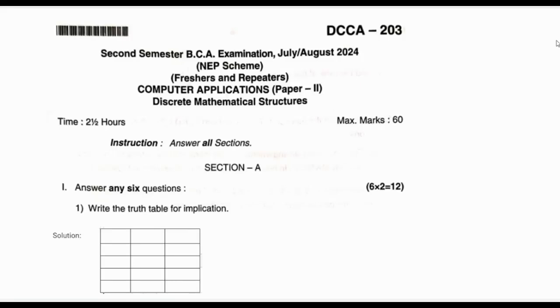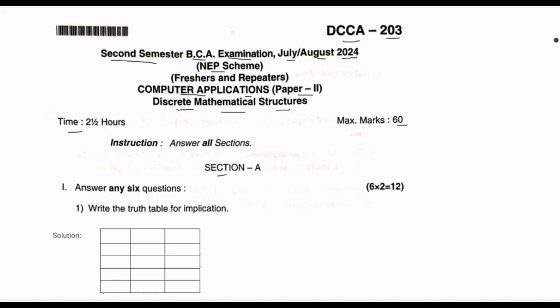Today I am here with you to solve the second semester BCA examination, July August 2024, NEP syllabus, computer application paper 2, discrete mathematical structure. The paper code is DCCA 203 and the time duration is 2.5 hours. Maximum marks was 60. So answer all the sections.